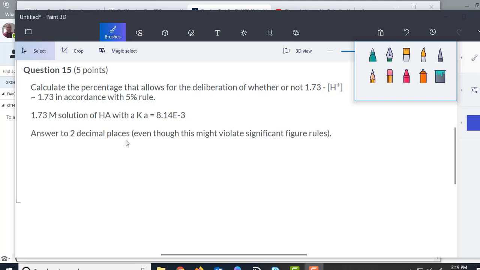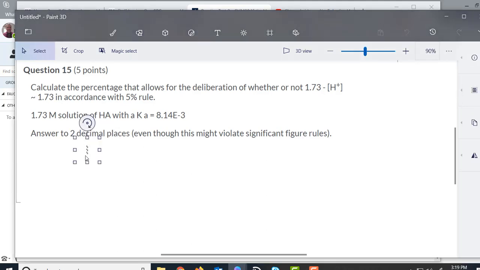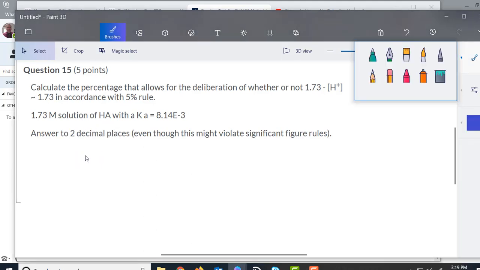Looking at number 15, this deals with the assumption that we make during this kind of HA weak acid problem, where we decide if it's going to be greater or less than 5%. So let's go through this and see how we manage this kind of problem. So we've got HA.